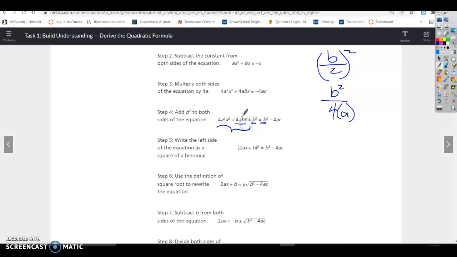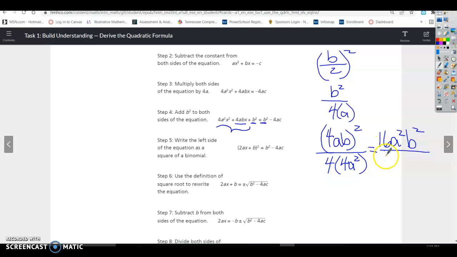In this case, b is 4ab. So we've got 4ab, and we're going to square it, and we're going to divide it by 4 times a. In this case, a is 4a squared, our term in front of our x squared. So 4a squared. If I simplify this, 4 squared is 16, a squared, b squared, over 16a squared. So my 16 and my a squared cancel, and that leaves b squared.